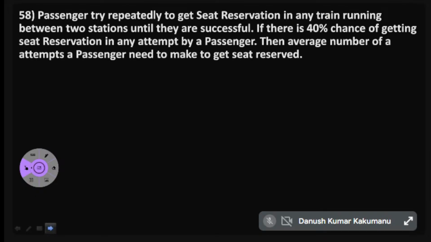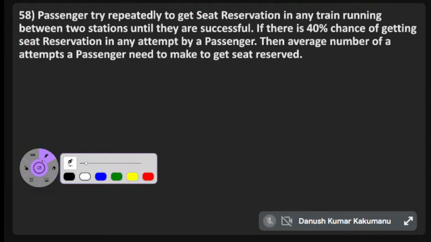This is also a very interesting question. Passengers try repeatedly to get a seat reservation in any train running between two stations until they are successful. If there is a 40% chance of getting a seat reservation in any attempt by a passenger, then what is the average number of attempts a passenger needs to make to get a seat reserved? This type of question is also very important.